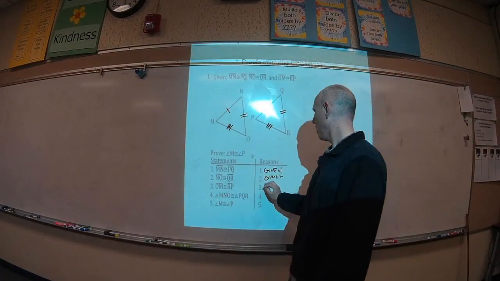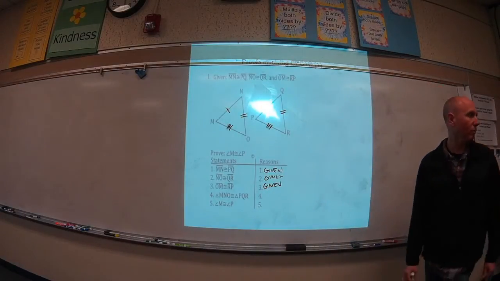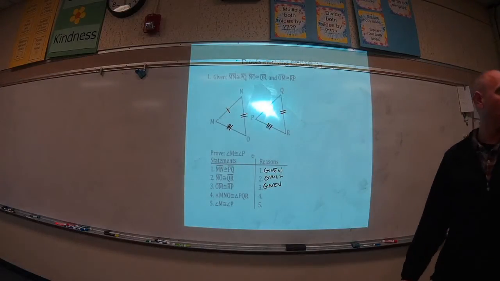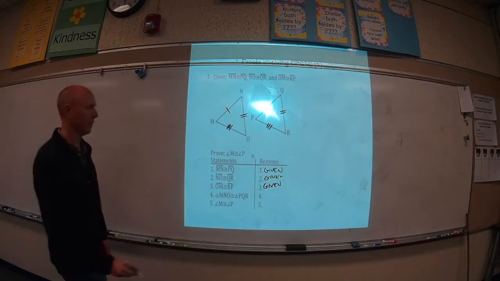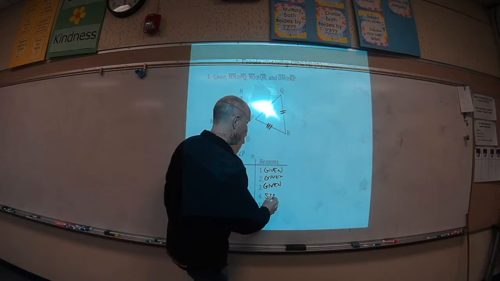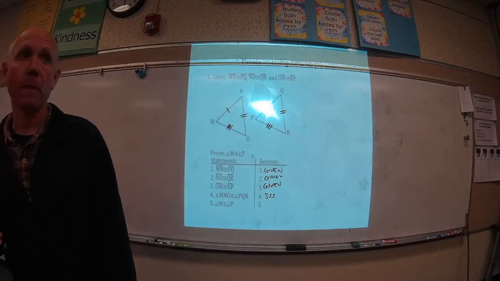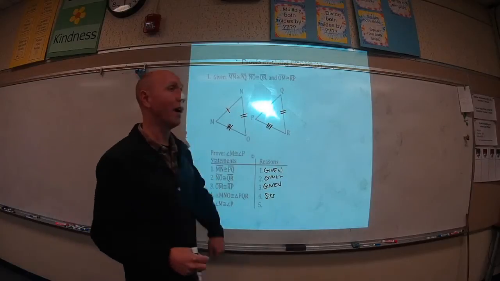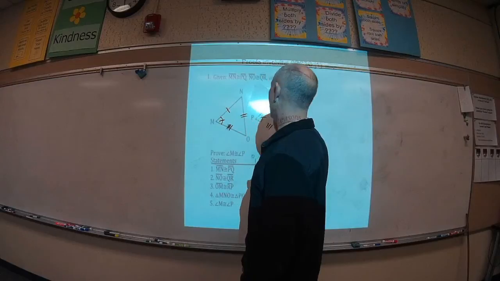How do I know that these two triangles are congruent? Beautiful. I know it by SSS. Yesterday's lesson, we would stop right there. But we're going to go one more step. We have now proven that the two triangles are congruent. So how do I know that M and P are congruent?